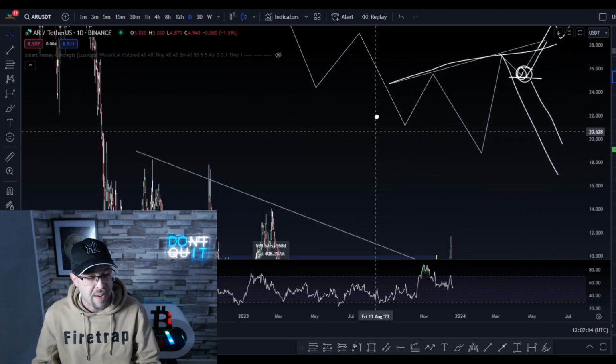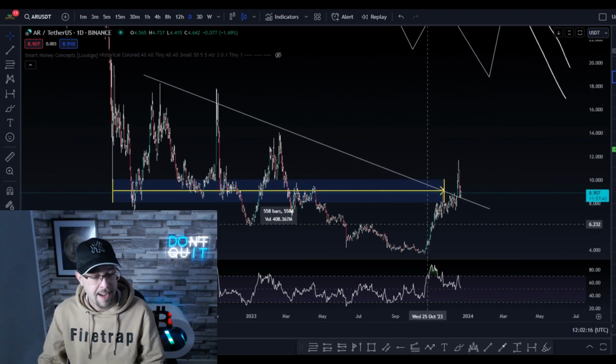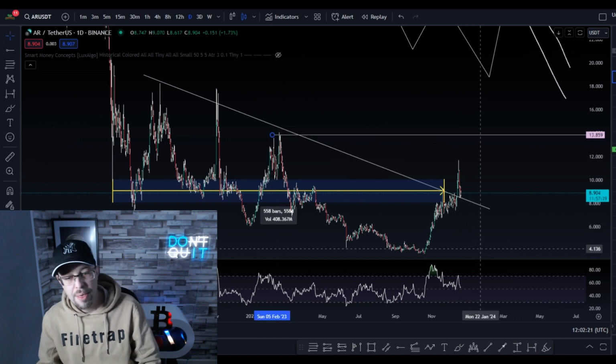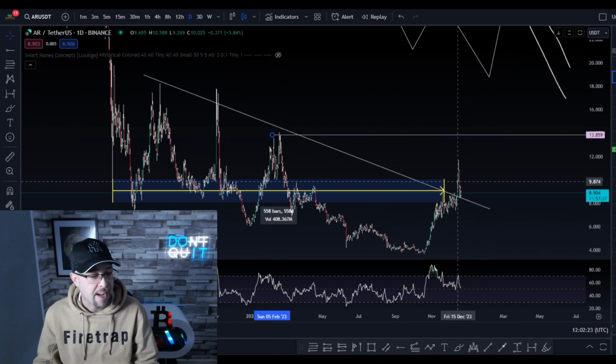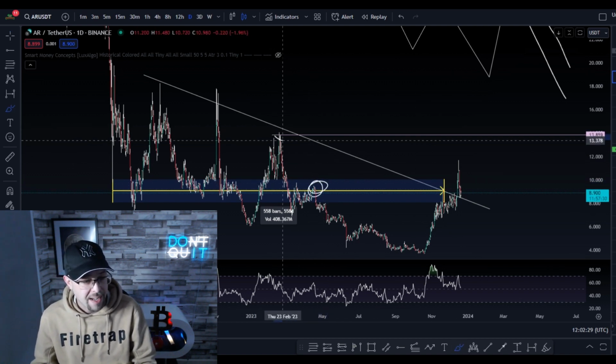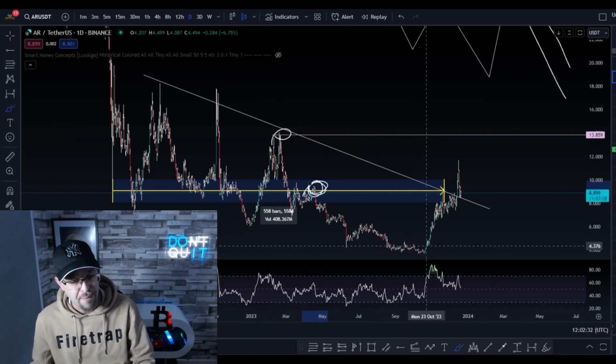We need to take out the previous high. So the high that we need to take out on Arweave is this high here, sitting at $13.85, nearly $13.86. So that's what I'm looking at. The positive is we've taken out this high here. This is the main high. We've taken out this high. We've got some form of momentum.